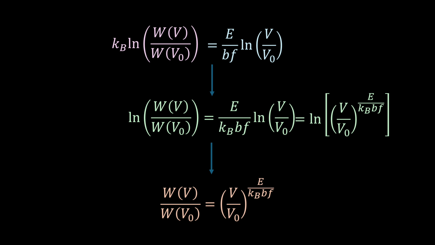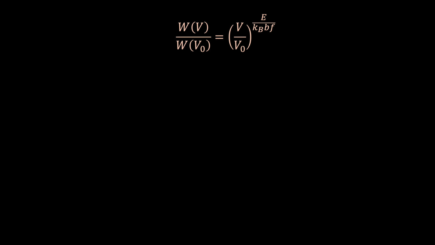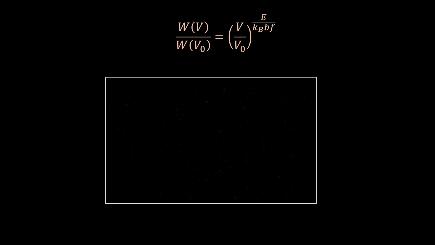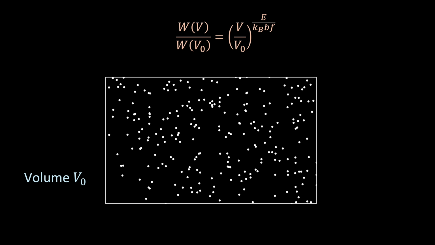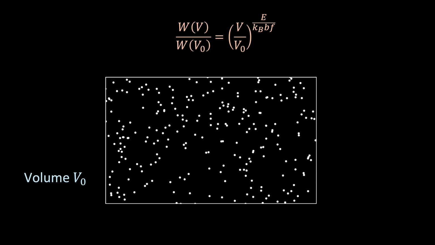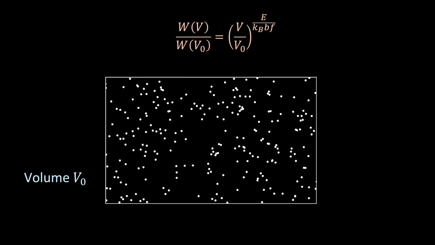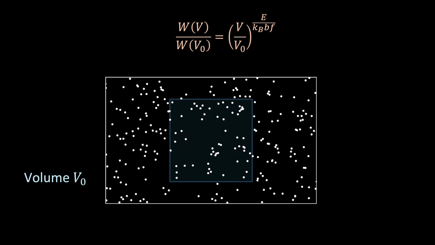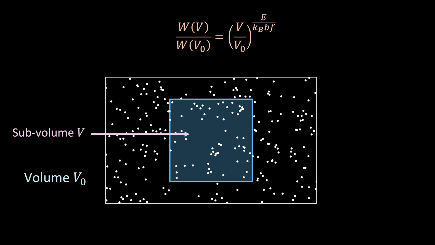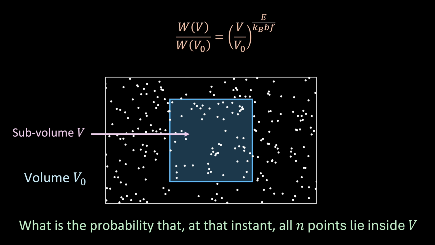Now, Einstein's next move is to find an expression for the left-hand side with minimal assumptions about the underlying microscopic system. To do this, Einstein imagines a volume V0 containing n independently moving points. He assumes that no region is preferred over any other, so at a randomly chosen instant each point is equally likely to be anywhere inside the volume V0. Next, imagine a subvolume V. The question is, what is the probability that at that instant all n points happen to lie inside V?